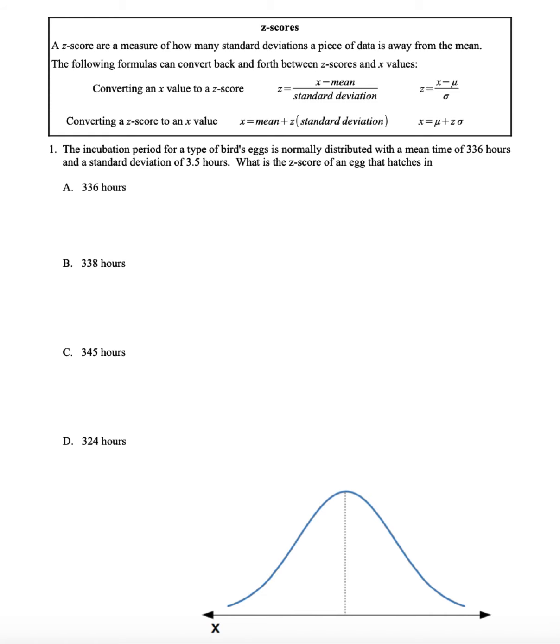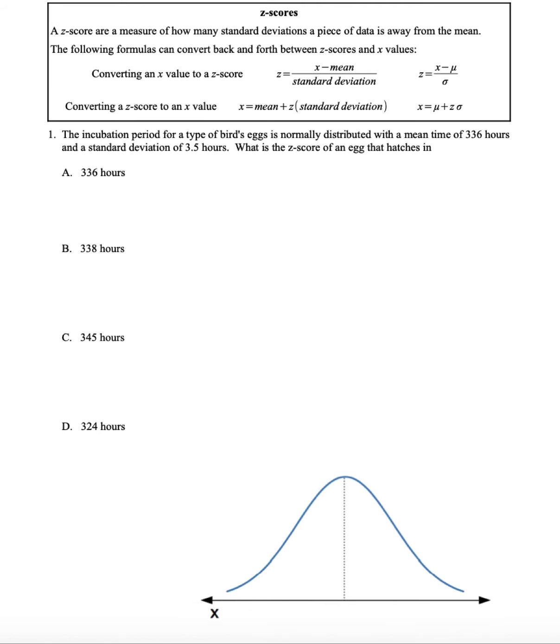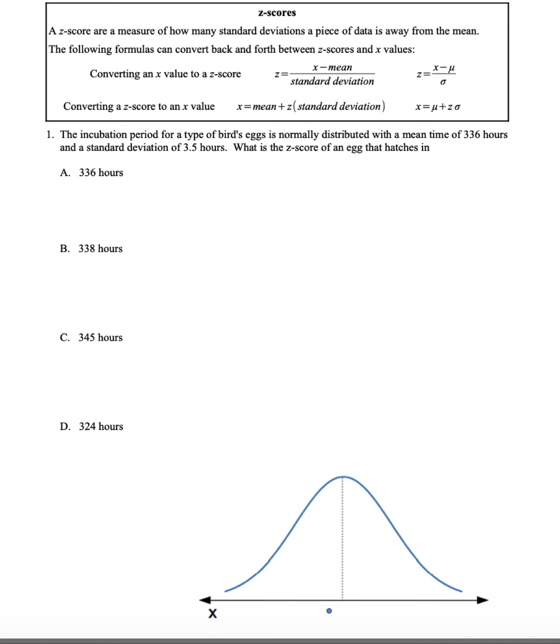Say the incubation period for a type of bird's eggs is normally distributed with a mean time of 336 hours and a standard deviation of 3.5 hours. What would be the z-score of an egg that hatches in the following times? What about 336 hours? Notice that this happens to be the mean time for hatching of this type of egg. Since it's the mean, that would be plotted here.